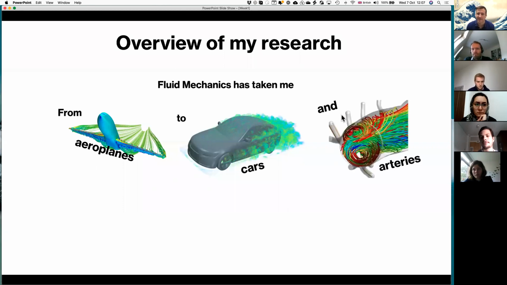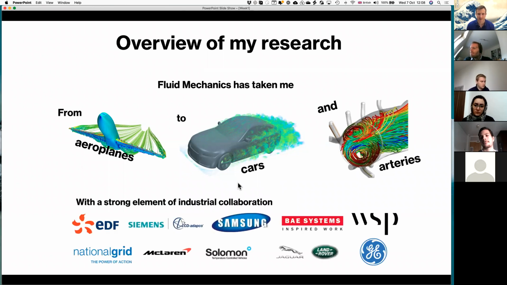And more recently, I've also started to look at biomechanics as well, cardiovascular flow, which looks completely different. It's an internal flow. The flow is probably quite a lot slower most of the time, but the equations are the same. And so this is a perfect example of how versatile fluid mechanics equations are.